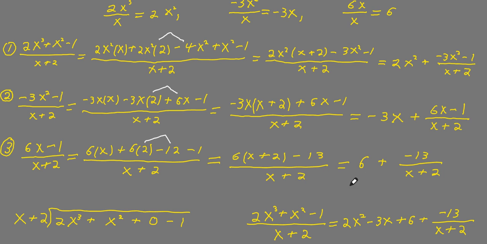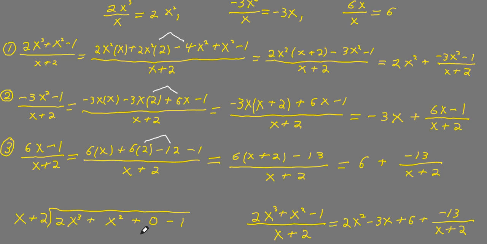So I get 2x squared plus this, but this is equal to the minus 3x squared plus this fraction. So I'll have a minus 3x plus this fraction. So I have minus 3x here, and this fraction here is equal to all this. So I get a 6 plus minus 13 over x plus 2. And this is the quotient, and this is the remainder.